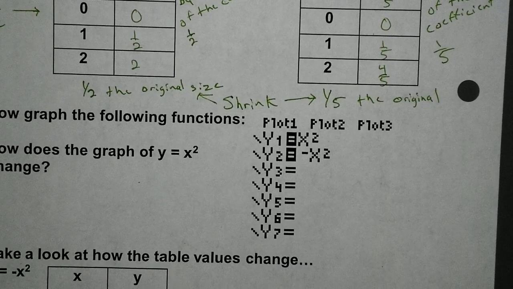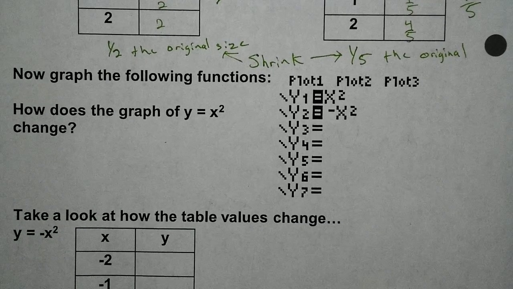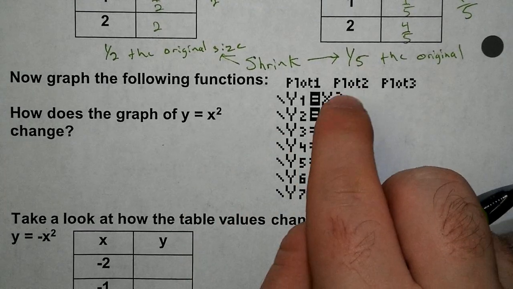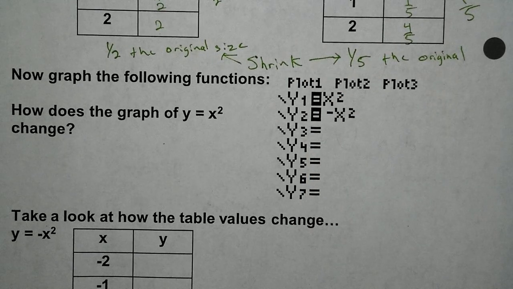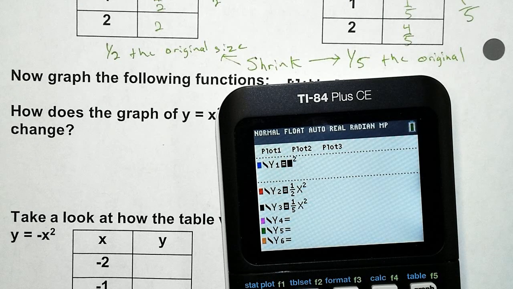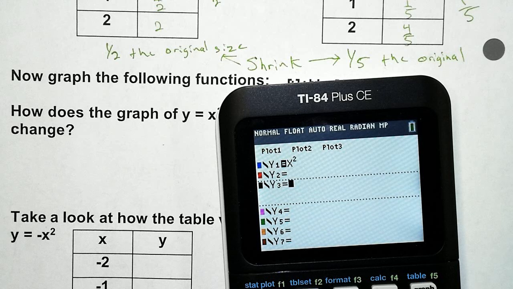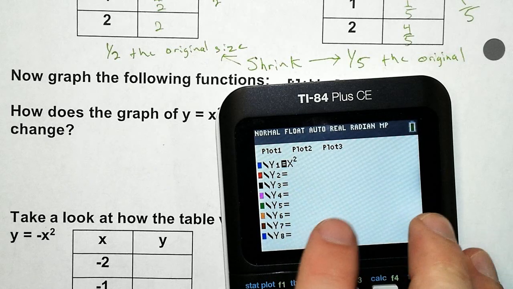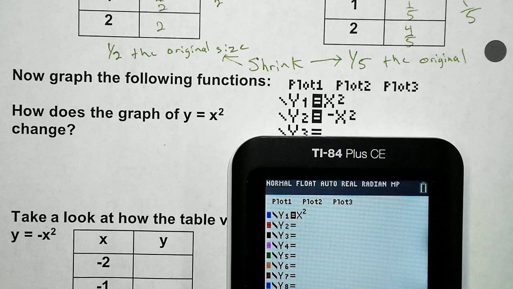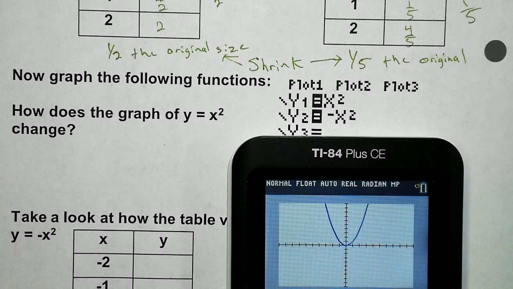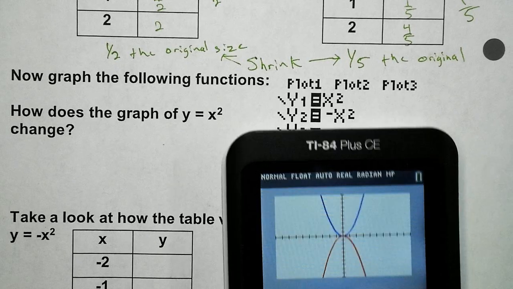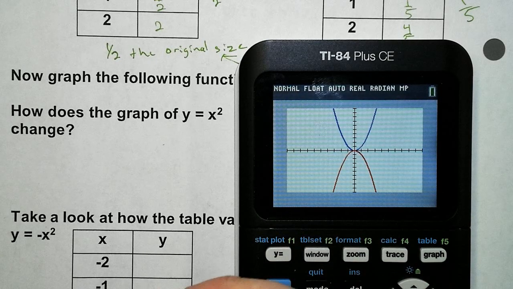We'll do one more on this video. It says, now graph the following function, x squared and negative x squared. So go back to y equals. Let's erase these other ones. Our first one, we needed it as x squared. Our next one, we just put it as negative x squared. Hit graph. And we see that all this does, it looks like the same graph. It just looks flipped on top of each other.